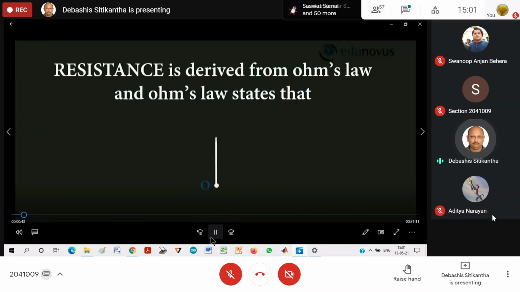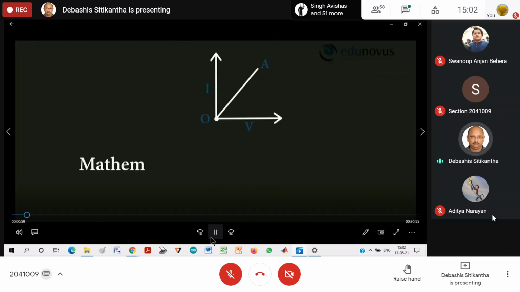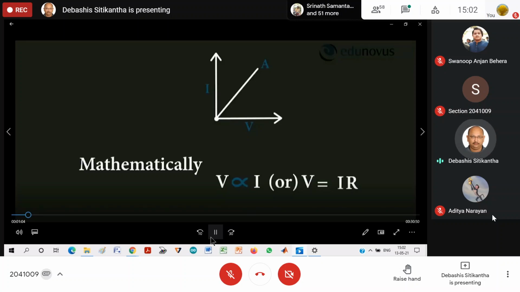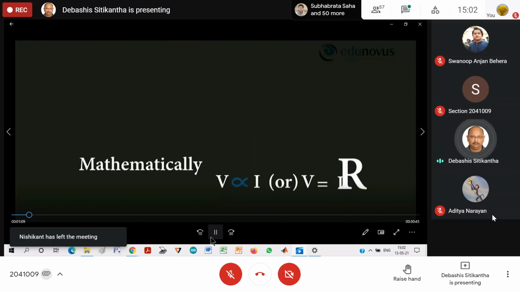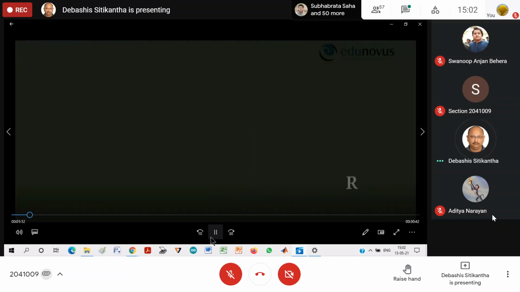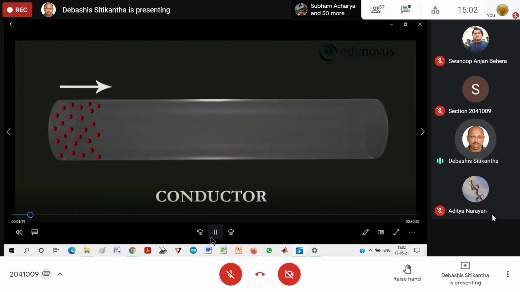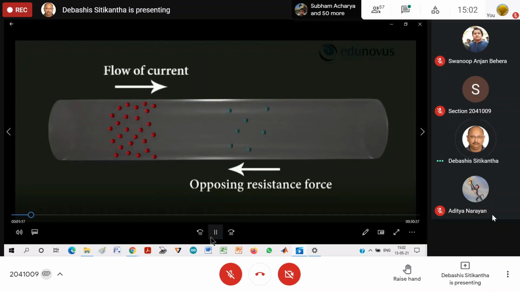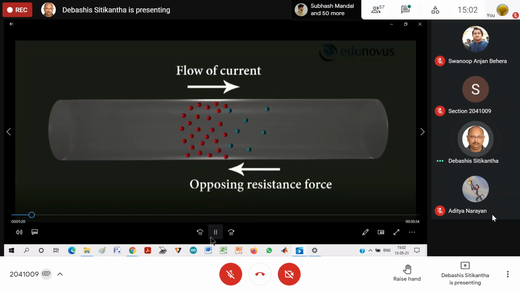Resistance is derived from Ohm's law, and Ohm's law states that under certain conditions, the electric current I flowing through a given conductor is directly proportional to the potential difference V across its ends. V is directly proportional to I, or V is equal to RI, where R is the constant called resistance. In simple words, resistance is a term that describes the forces that oppose the flow of current in a conductor.